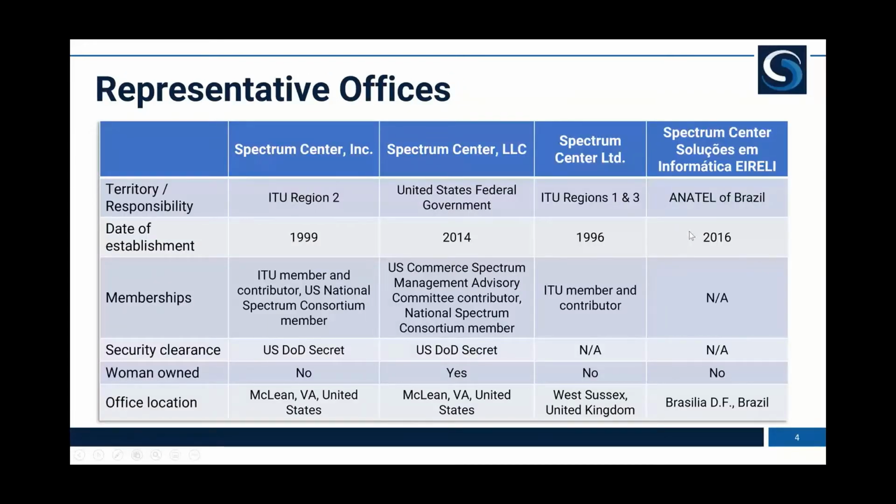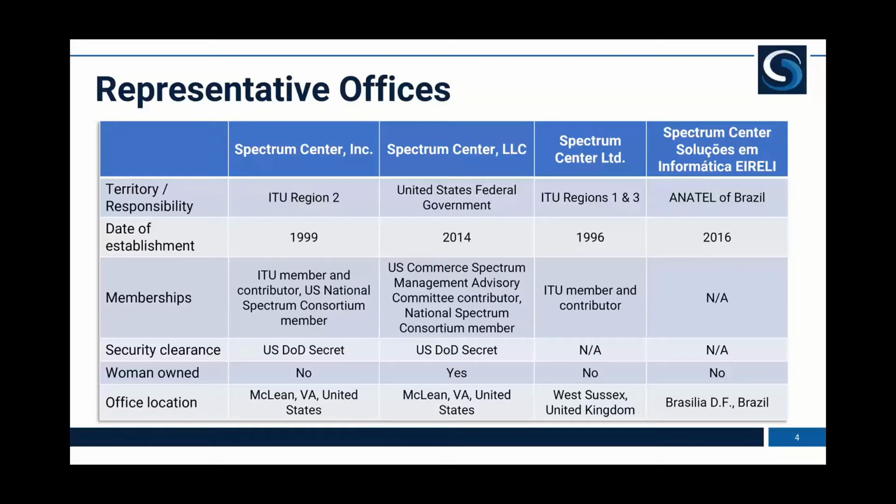Our representative offices are Spectrum Center, Inc., located in McLean, Virginia. We are the main product developer, product leader for the SpectrumE platform. We do, of course, receive contributions from our other offices, but the product is integrated in the U.S. and published in the U.S. We are an ITU member, as well as a member of the U.S. National Spectrum Consortium, and we hold a GSA Schedule 70 contract for reselling our software products to the U.S. government. We also hold a DoD secret clearance.